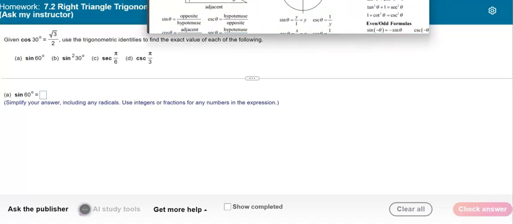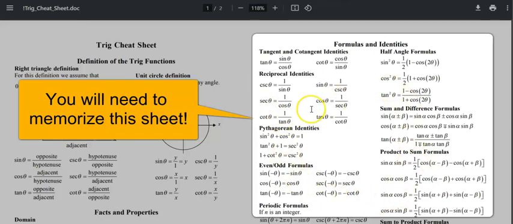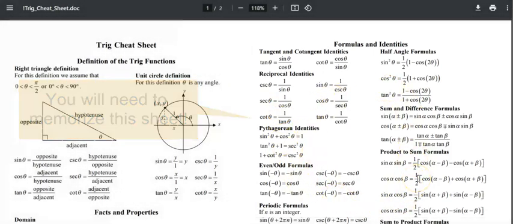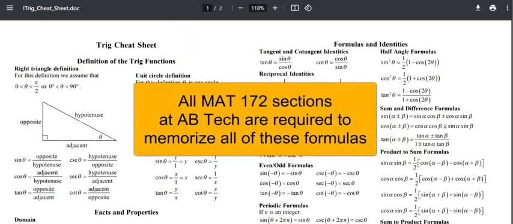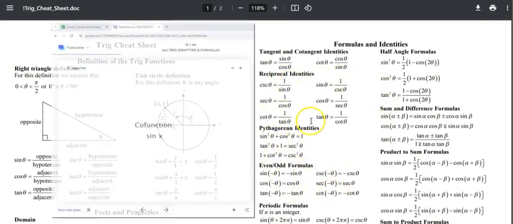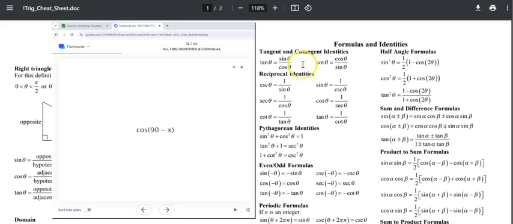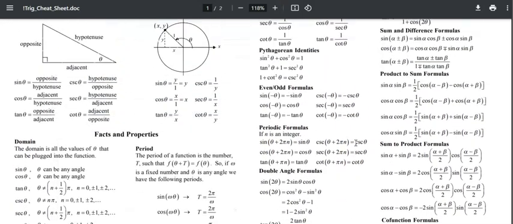Now, I will post this so you guys can look at this to help you initially, but you are going to need to know all of these formulas for the midterm and the final. That is not a requirement of me, that is a requirement of AB Tech, and you are not allowed to have this formula sheet on the midterm or the final. So I would make a bunch of note cards with these. You can find them online as well, with these things on the front and their identities on the back, and be able to go through and do that for all of these, because you're going to need it for all of these.